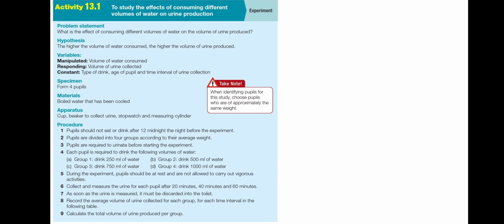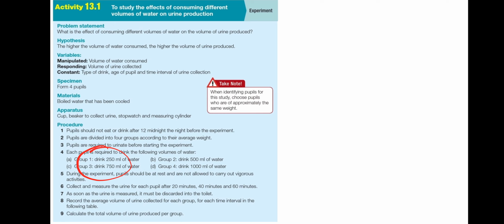This is an experiment. We don't do this in school, but you can do it to yourself. Instead of groups, you drink 250 ml of water one day, early morning after you urinate. After that, for 1 hour, you see how much urine is produced.